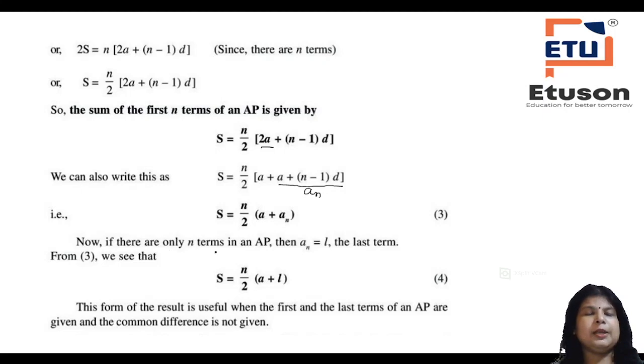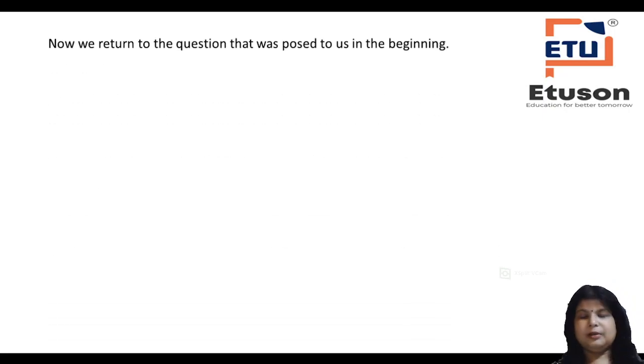Correct or not? Now if there are only n terms in an AP, then an is equal to L, the last term. So we can write the summation is equal to n by 2 into A plus L, where A is the first term of the AP and L is the last term of the AP. Correct or not? So this formula you can use where the common difference is not given. If the common difference is given, directly you can use the other formula. Correct or not? Okay.